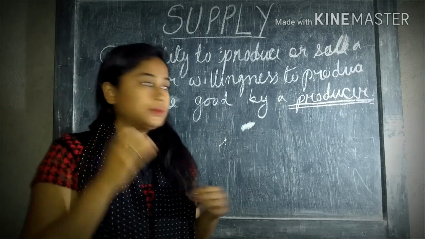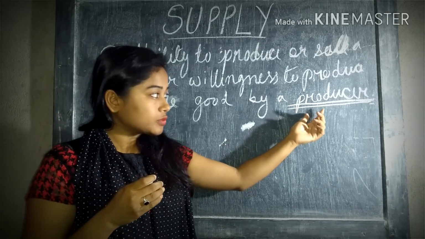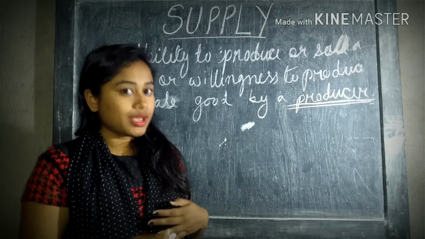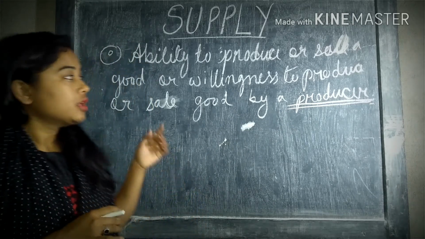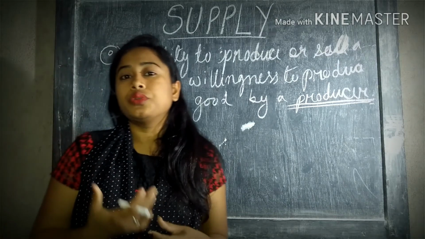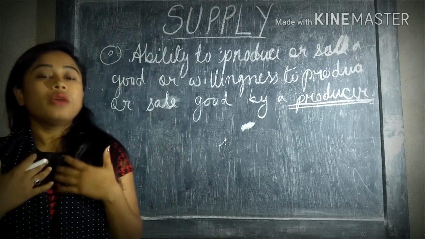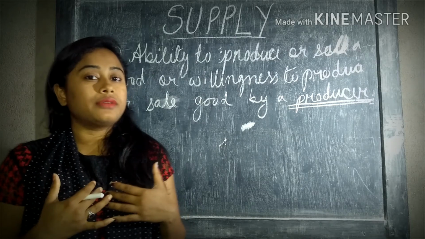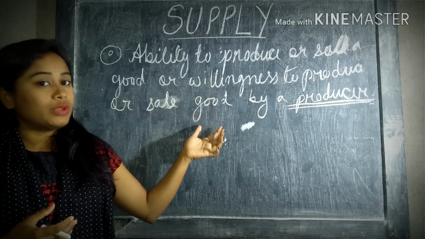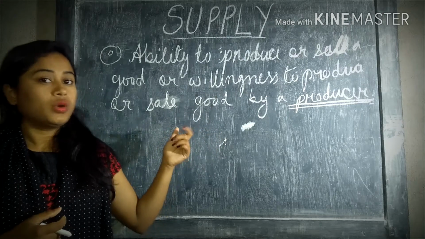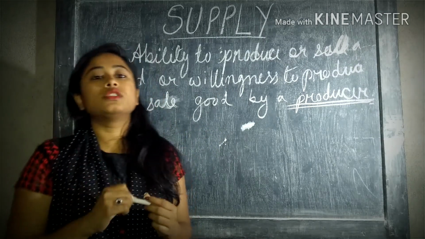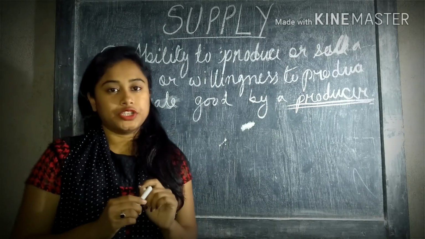So supply is from the producer's side, and the producer will produce the goods and he will supply the goods. So when he has the ability to produce that good, or when the supplier or the producer has the willingness to produce that good, that will be known as supply. Okay, so like demand, supply also depends upon some factors.